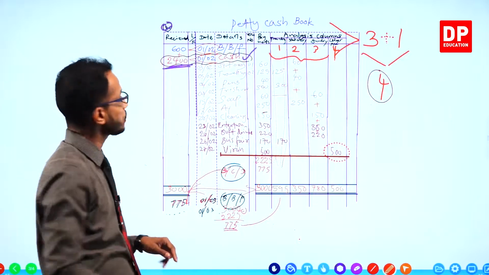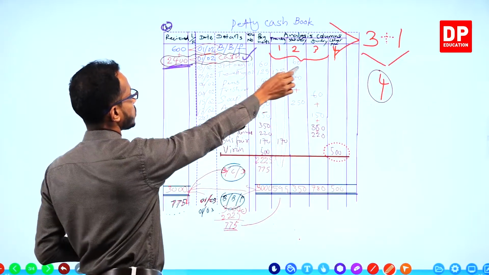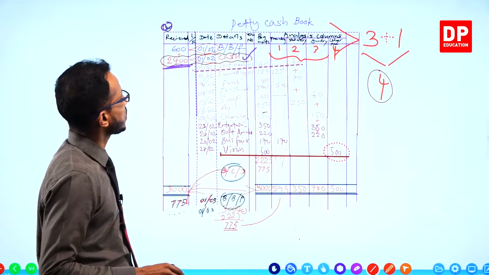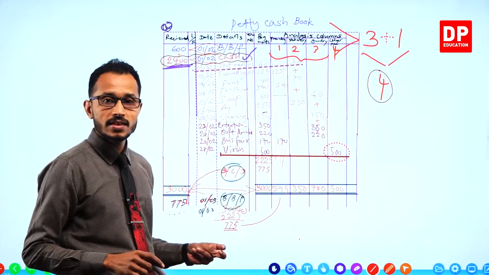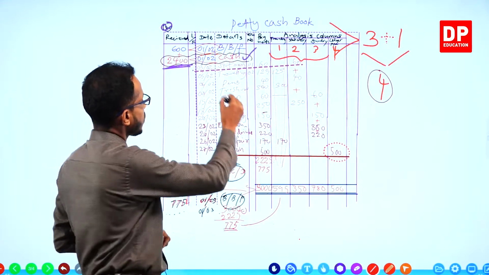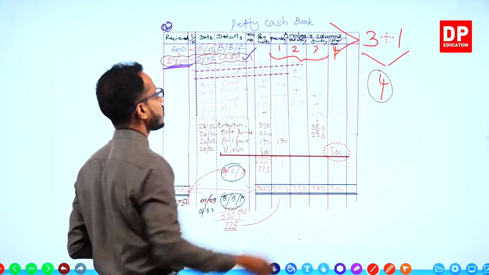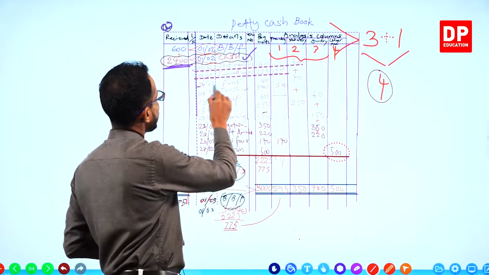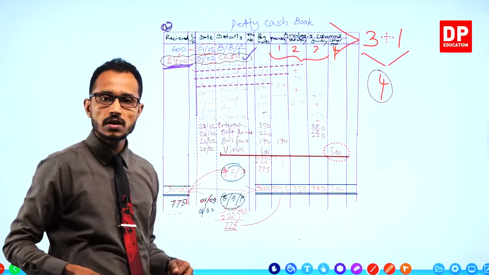The next entry, this one, stationery, 60. Right? This should go to the stationery account. And then traveling, this entry, 125. It should go to the traveling account. Then pens, 40. It should go to the pens account.